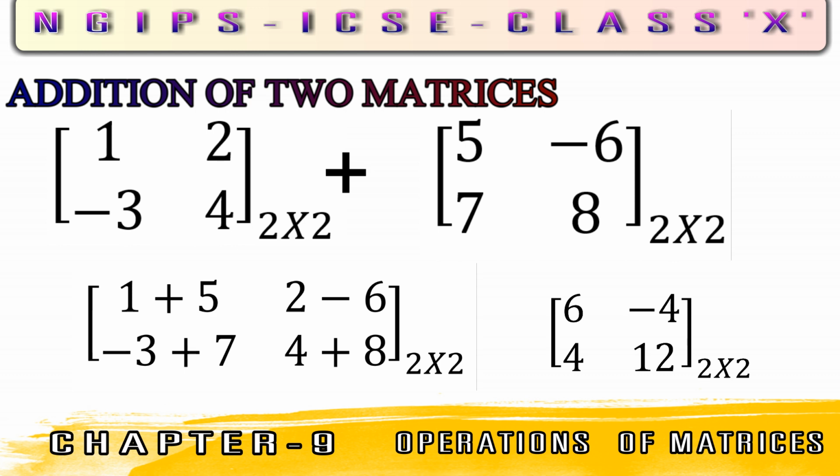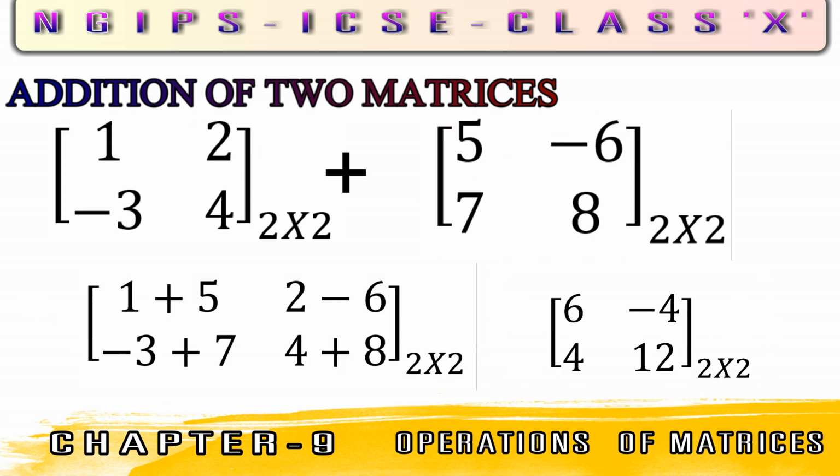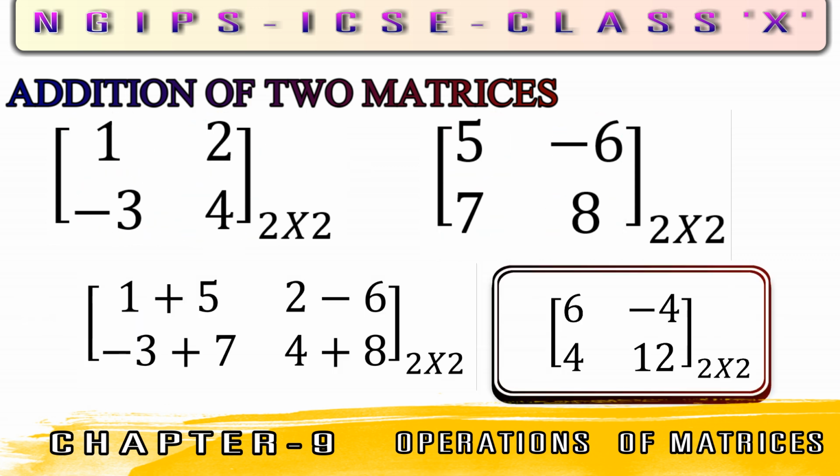Also, make sure you observe that the final matrix we got is 2 by 2. It will always be the same as the orders of the individual matrices. To summarize, first check if the matrices can be added using this rule. If yes, then add the corresponding elements of the individual matrices to get the final matrix.